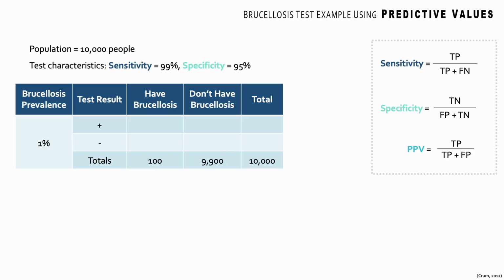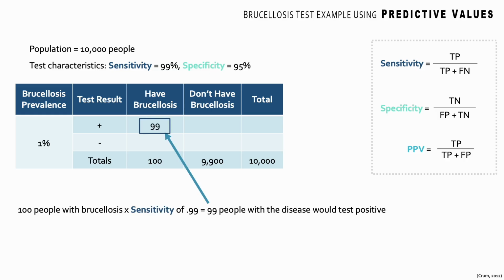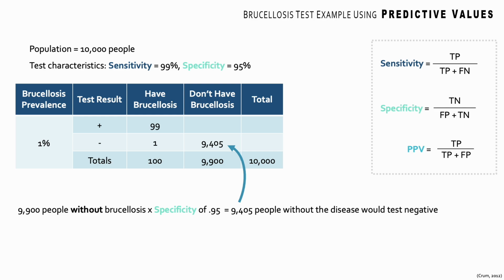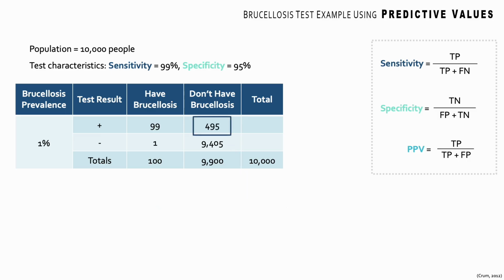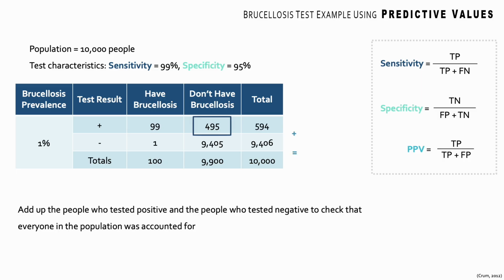Next, we apply the sensitivity of 99% to the 100 people with brucellosis by multiplying. So 99 people are correctly labeled by the test as having brucellosis, and one person was incorrectly labeled as not having it. Then we multiply the specificity of 95% by the people who do not have brucellosis, 9,900 times 0.95, and that gives us people that are correctly labeled by the test as not having brucellosis. Then we subtract from the total people without brucellosis to determine the test would incorrectly label people as having brucellosis who don't actually have it.